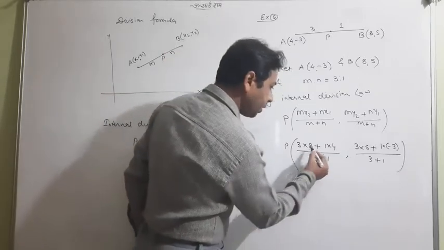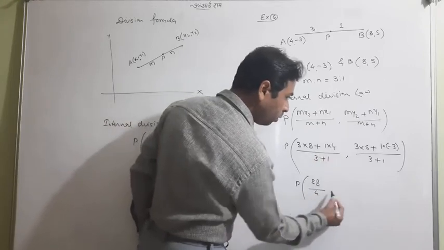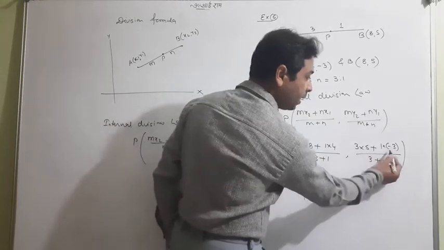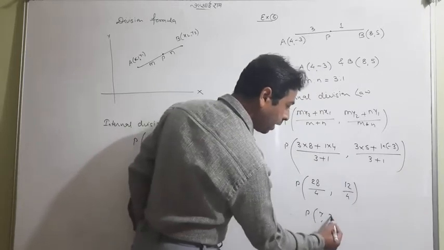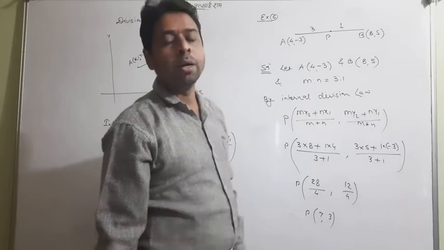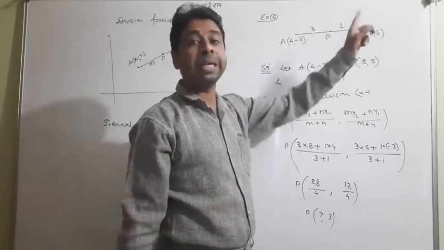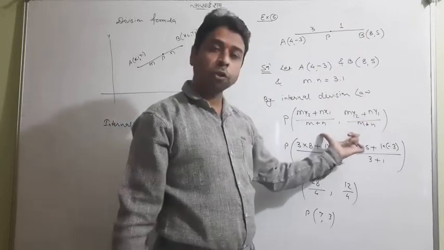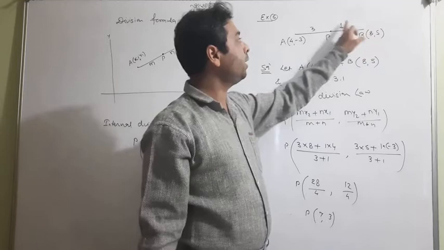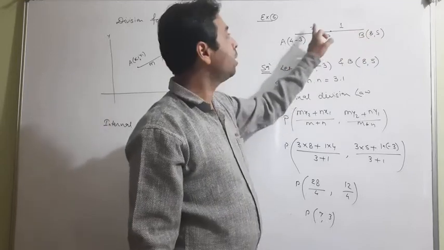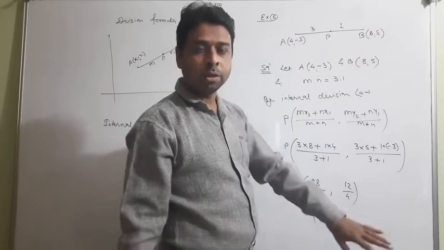P is 24 plus 4, 28 upon 4, comma, 15 minus 3 is 12 upon 4. Overall your answer is 7 and 3. This is the point of division which divides AB in the ratio 3:1 internally. You should know how to follow the formula. That's very simple: 3 into the first coordinate, 1 into the first coordinate upon m plus n, 3 into the second coordinate plus 1 into the second coordinate upon m plus n, and that's very simple.